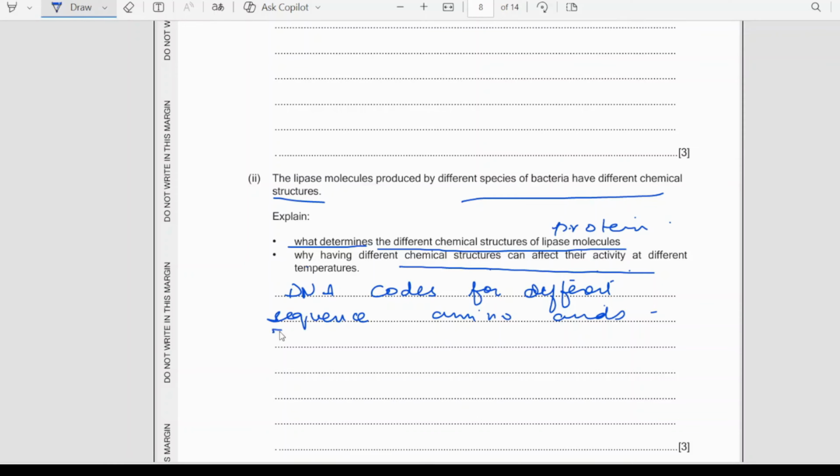Okay. Now you have given 2 points for determination. What can be, like, why different temperatures? Yes. So some also get denature at higher temperatures. Okay. Just mention the activity. Next one.